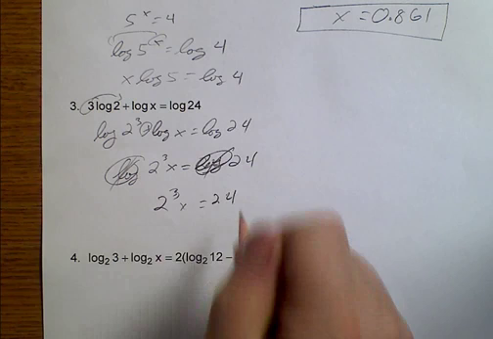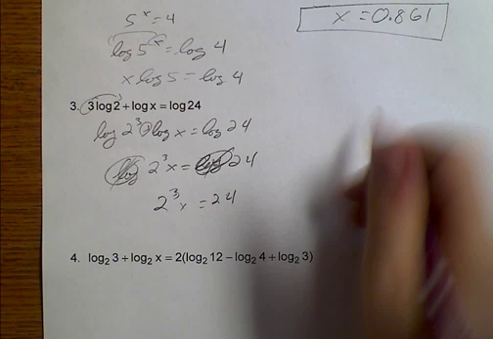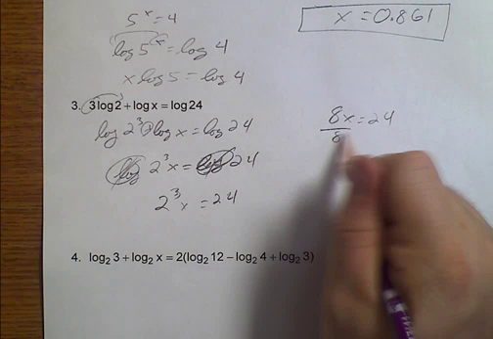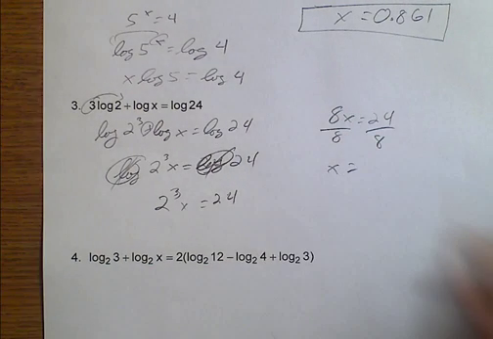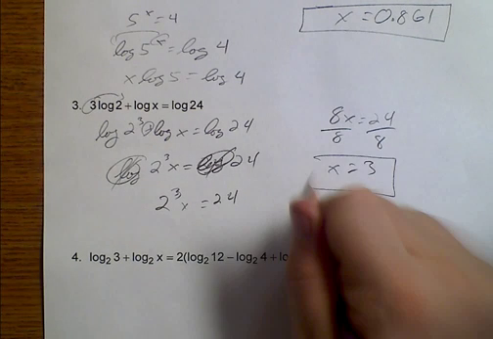Well, 2 to the 3rd is 8. So we have that 8x equals 24. Divide both sides by 8. And we get that x equals 3.